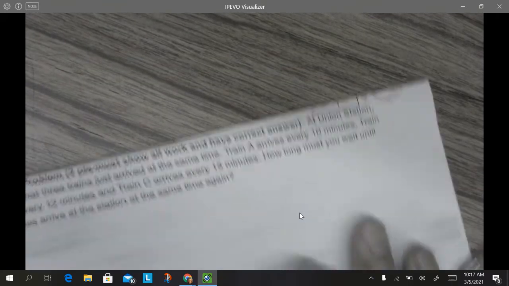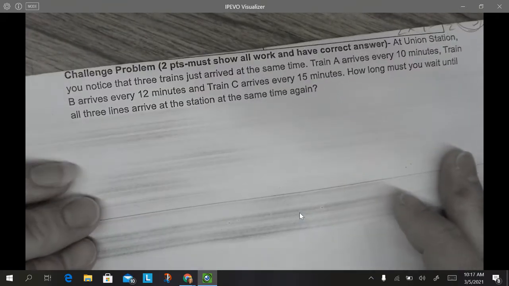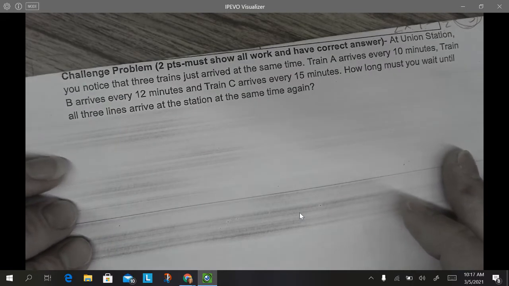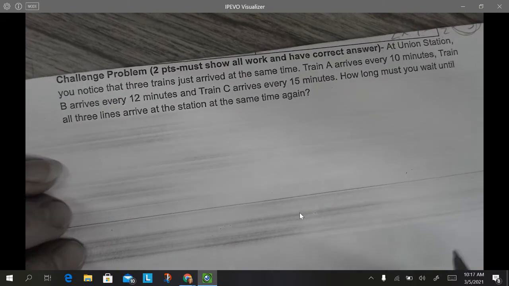I've got the challenge problems. These are the bonus ones, the challenge ones. Now, if you did these, good job. If you did not and you want to try to do them with me, please do so. I don't know which page these are on, but I do have 4 of them.